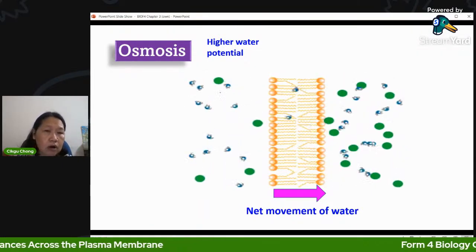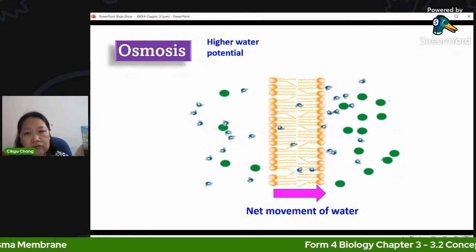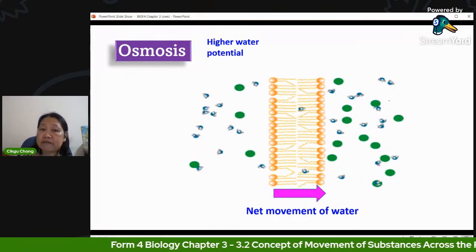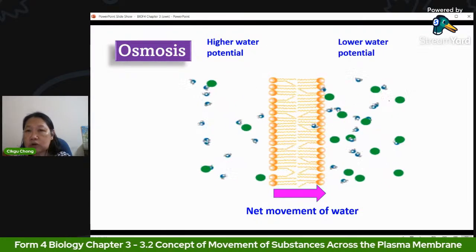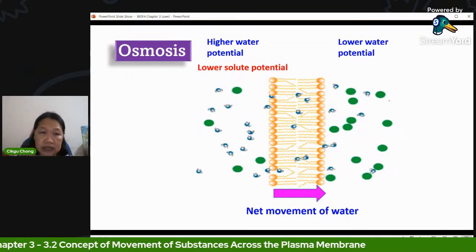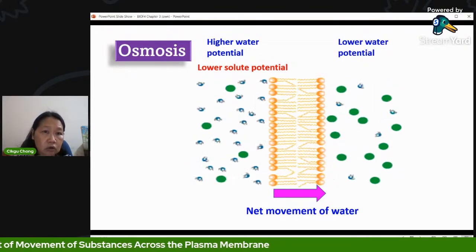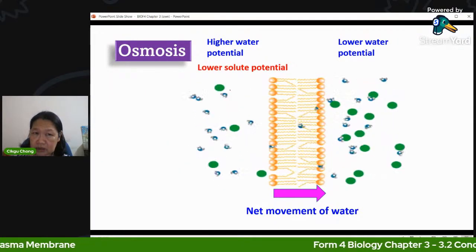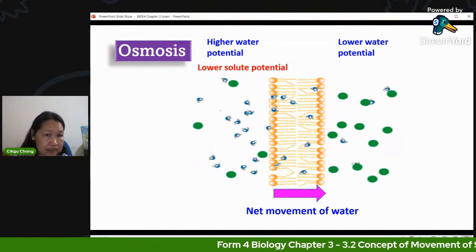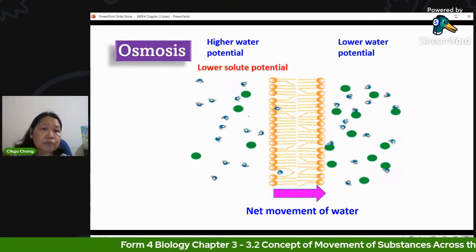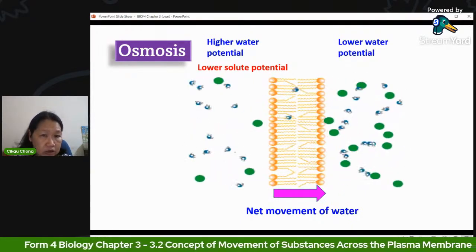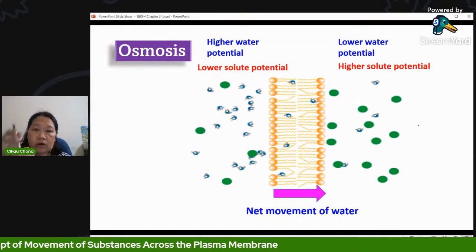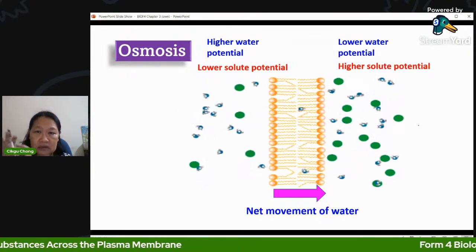You see more on the left side, and on the right hand side, it's got less. Therefore, you see the molecules moving across from left to right. The lower water potential is on the right hand side. So you can also say the left hand side has lower solute potential. Now look at the green molecules here. These are solute. The small ones are water. So lower solute potential here means less of these green molecules. On the right hand side, we call this higher solute potential. You have a lot of this green color, I mean the green dots here.